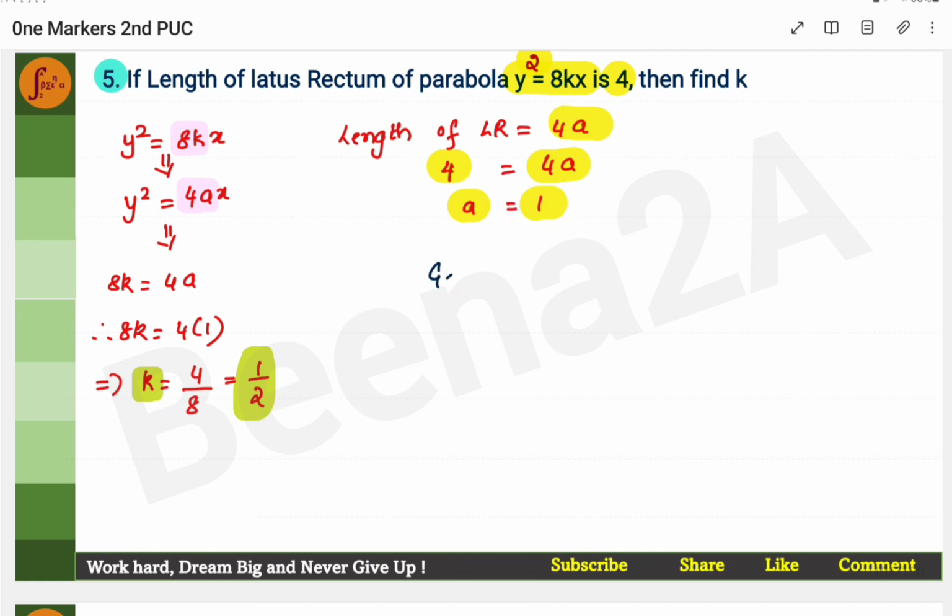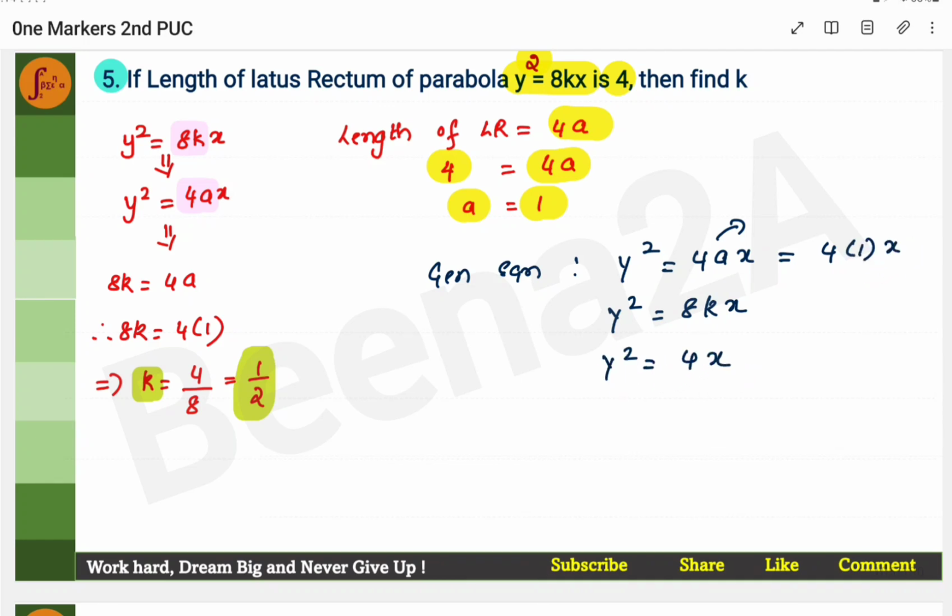Now, what is the general equation of parabola? General equation is y square is equal to 4ax. And what is the equation they've given in this problem? They've given y square is equal to 8kx. Now, we have obtained the value of a. A is 1 here, right? So, I'll substitute. So, it will be 4 into 1 into x. So, I'll get y square is equal to 4x.